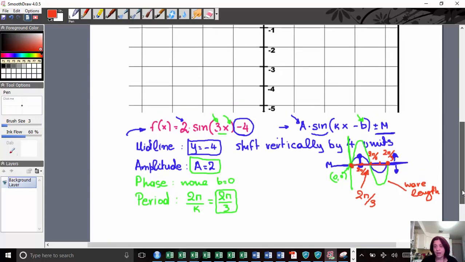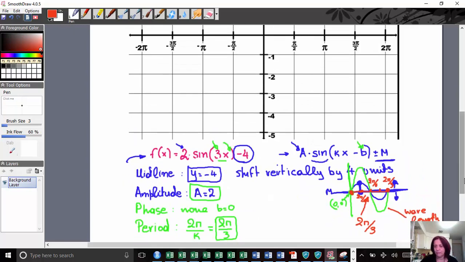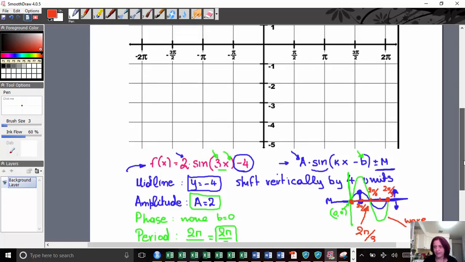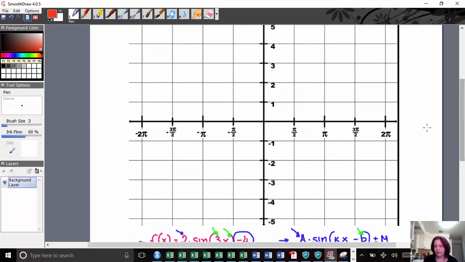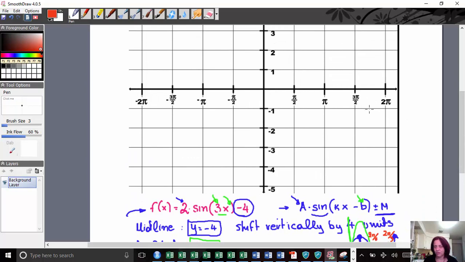So now if you go up and you graph the function, you want to identify your points. The first points that you will identify are the period. What is your period? 2 pi thirds. So be careful. It's 2 pi thirds, not 3 pi halves. 2 pi thirds.